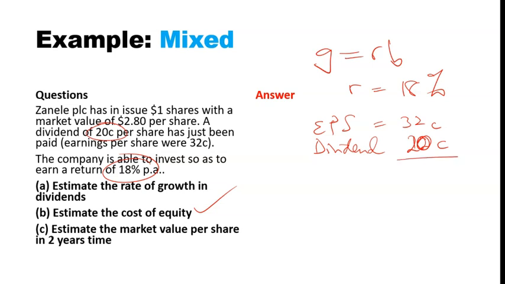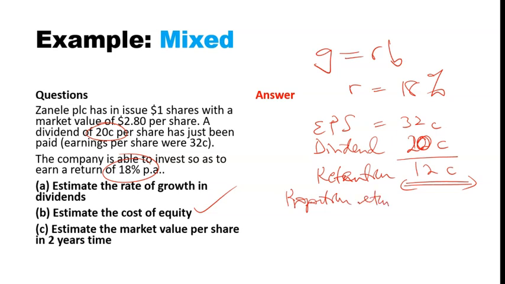Therefore, the retained amount, or retention, the retained earning was 12 cents. So we want the proportion retained, which would be 12 over 32, which is equal to 37.5%.